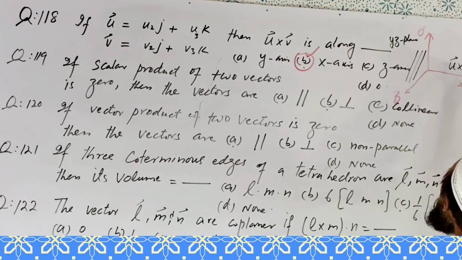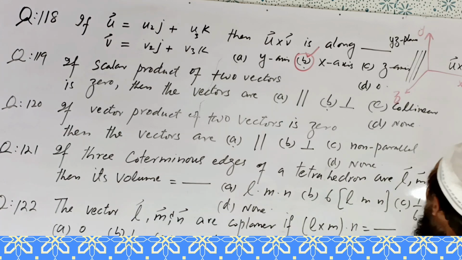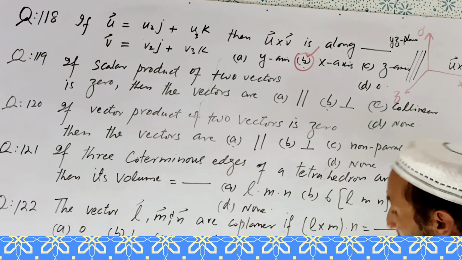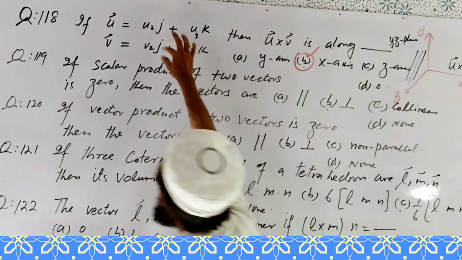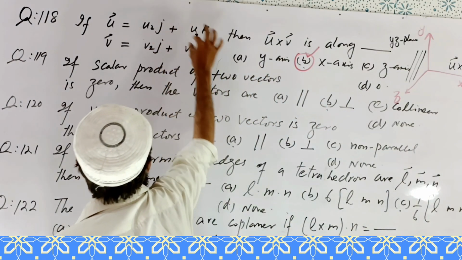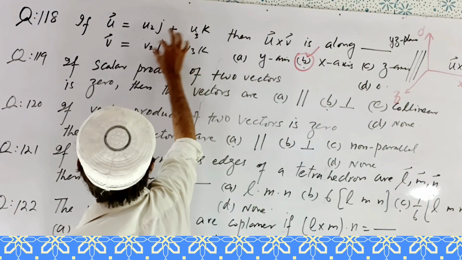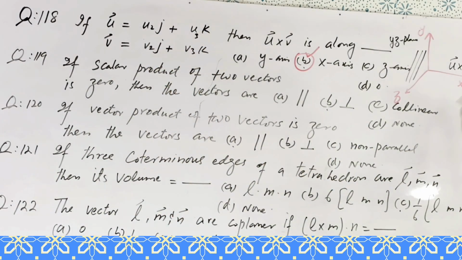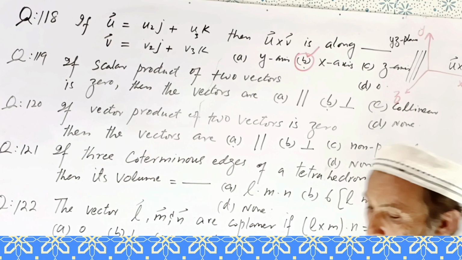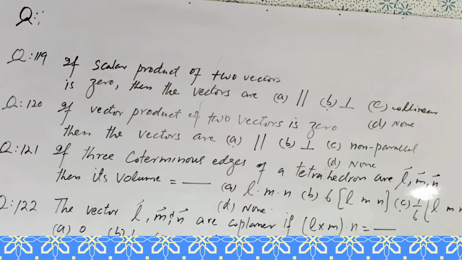So u cross v automatically is along the x-axis. If we run u dot v, we get u dot v2 and u dot v3, so i is along the x-axis and lies in that position.